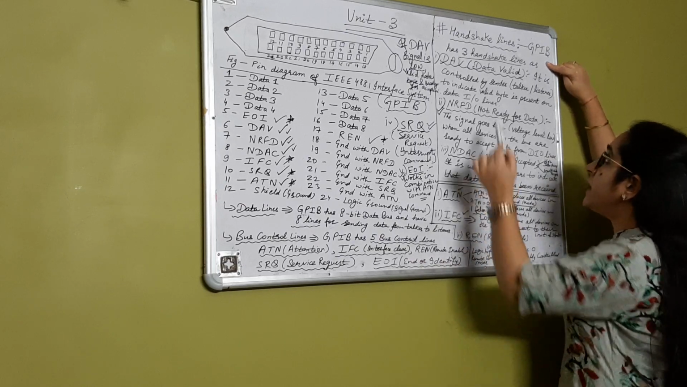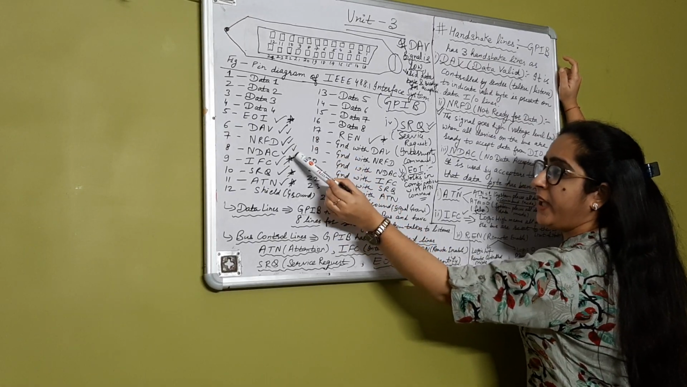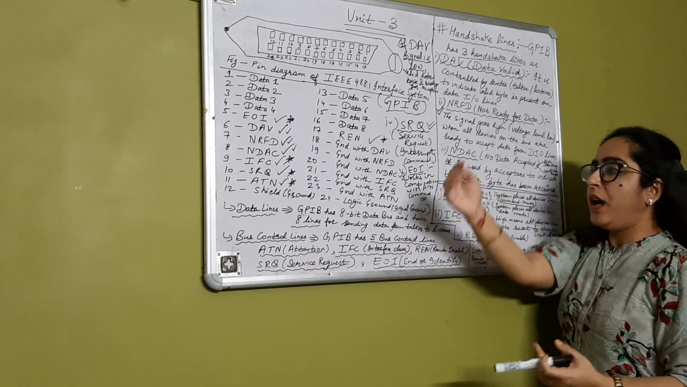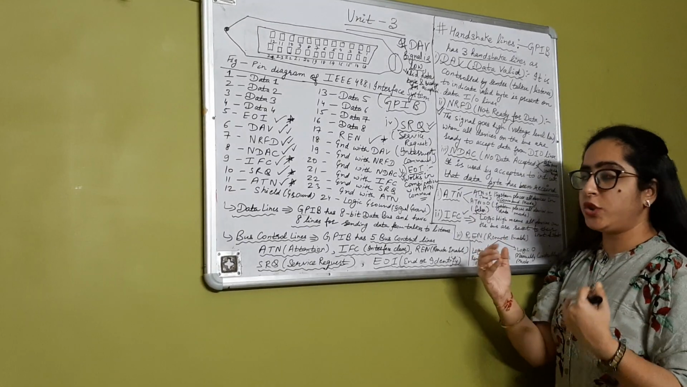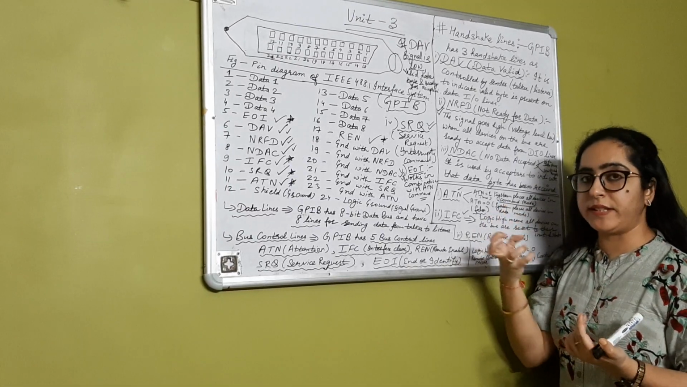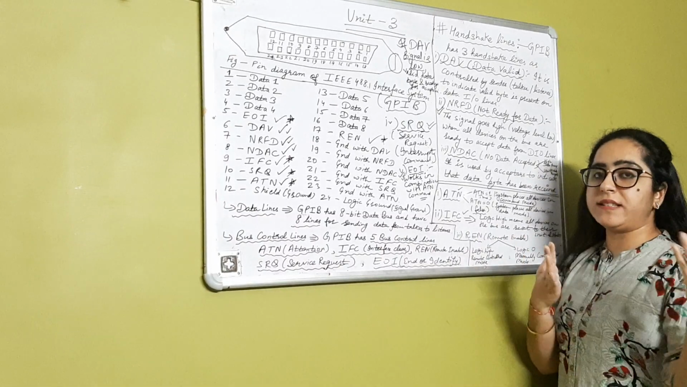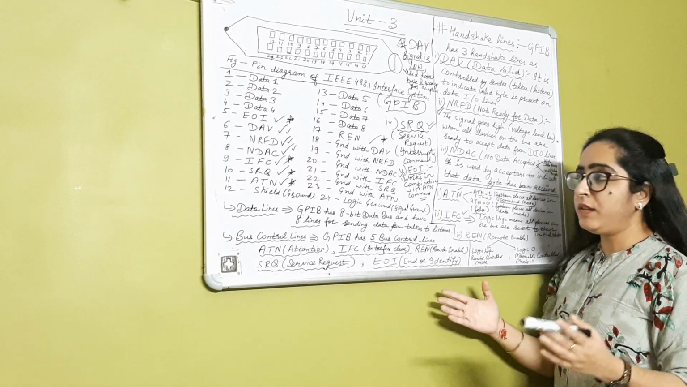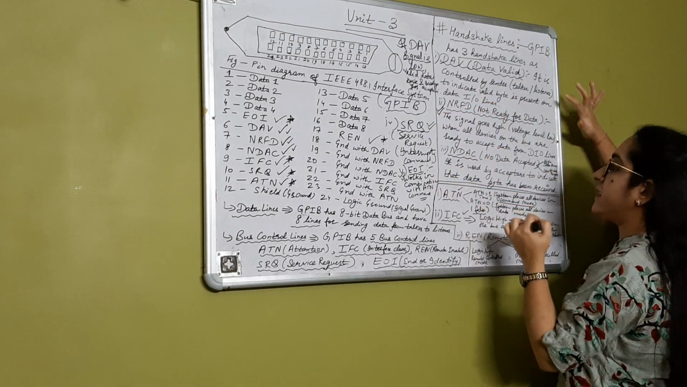Now I come to the handshake lines. Handshake lines are DAV, NRFD and NDAC. So there are three handshake lines which are used for the successful data transfer from the talker to the listeners, and to make sure that listeners are receiving the data, and once they have received and read the data, then the next data or the next command will be sent to the listeners. Okay, for that purpose these DAV, NRFD and NDAC signals are used.